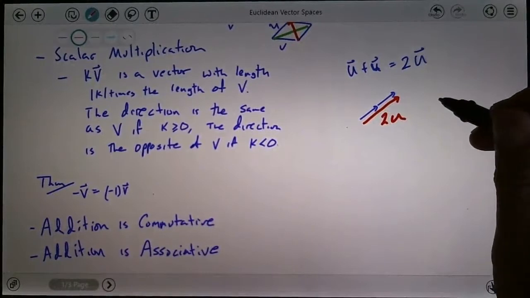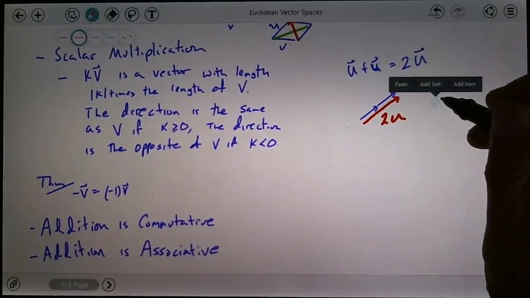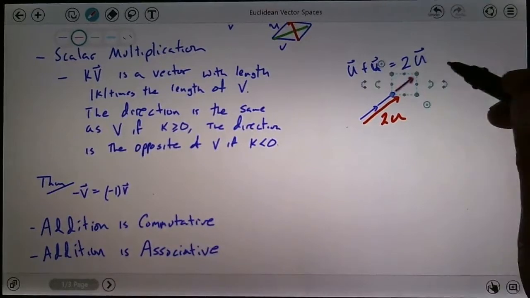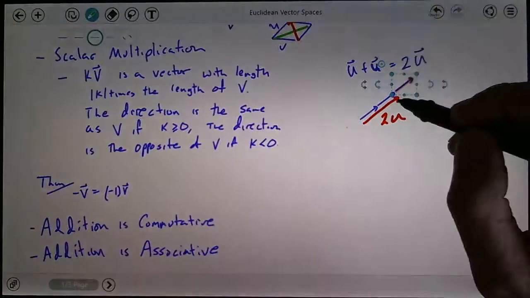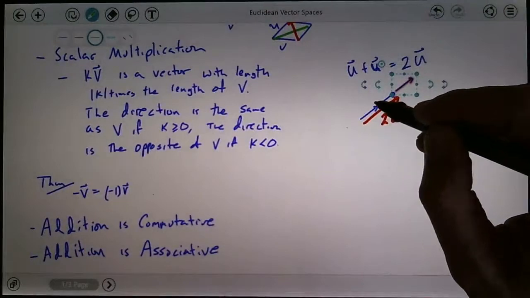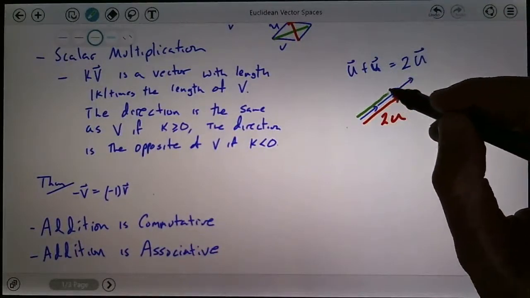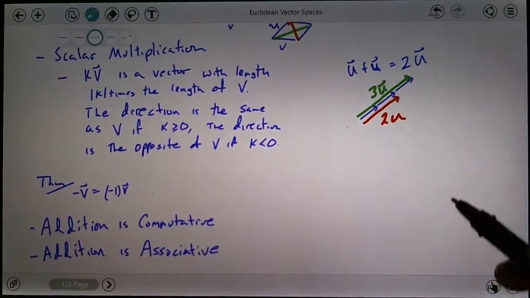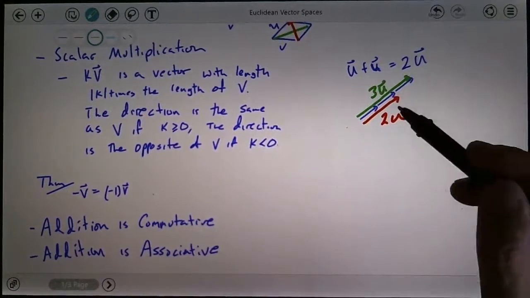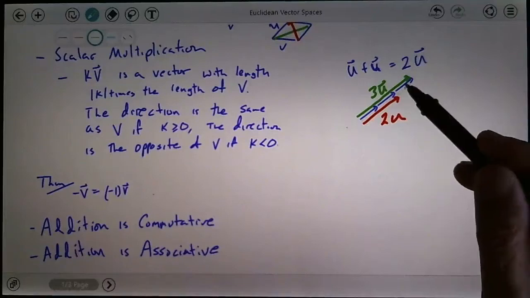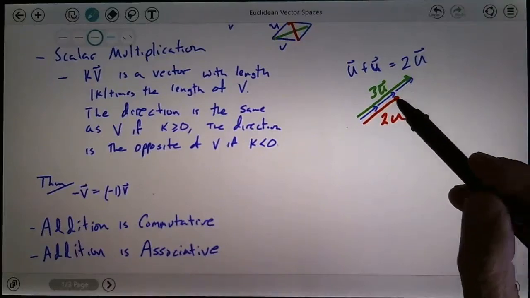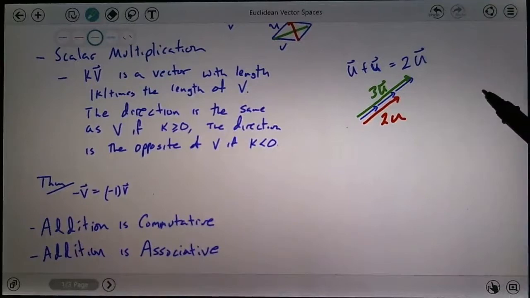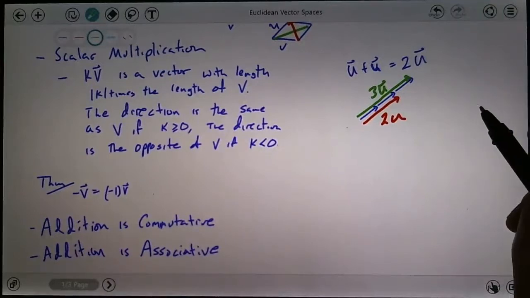Likewise, if I wanted to talk about 3u, I'd take another copy of u, stick it in there, and that would now be 3 times as long, in the same direction, but 3 times as long. That would be 3u. You could talk about 2.5u, which would go from here up to there, or 17u, which would go up to, well, 17 times as long as u is.